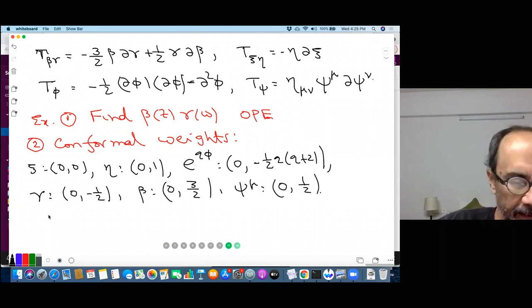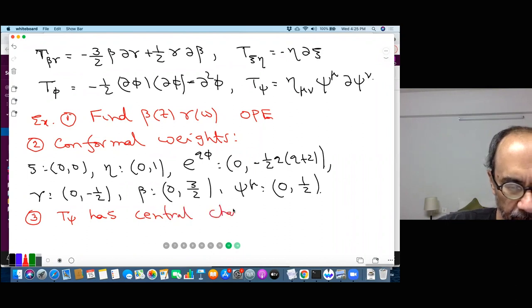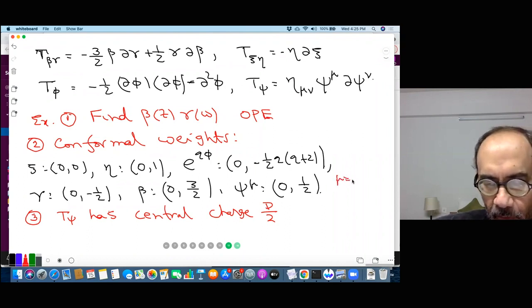Then the third exercise is to show that T psi has central charge d by 2. Mu here runs from 0 to d. Sorry, 0 to d minus 1. So mu goes from 0 to d minus 1. Total dimension is d.